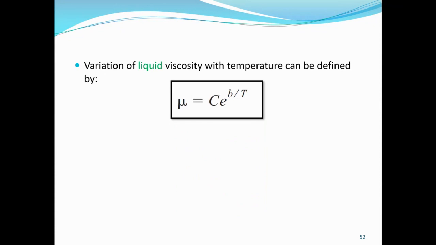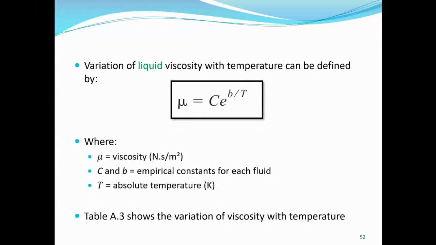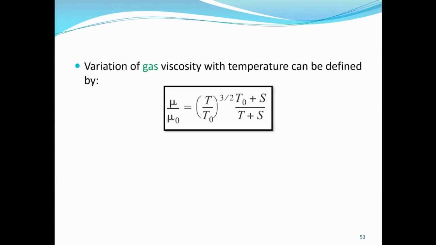Now, variation of liquid viscosity with temperature. We just mentioned that it varies with temperature, and then how does it vary? It can be mathematically computed. The viscosity is C exponential BT. Here you have constants B and C, which are empirical constants for each fluid. You can determine the viscosity at any given temperature, I just substitute it once you know the constants C and B. Table A3 shows the variation of viscosity with temperature.